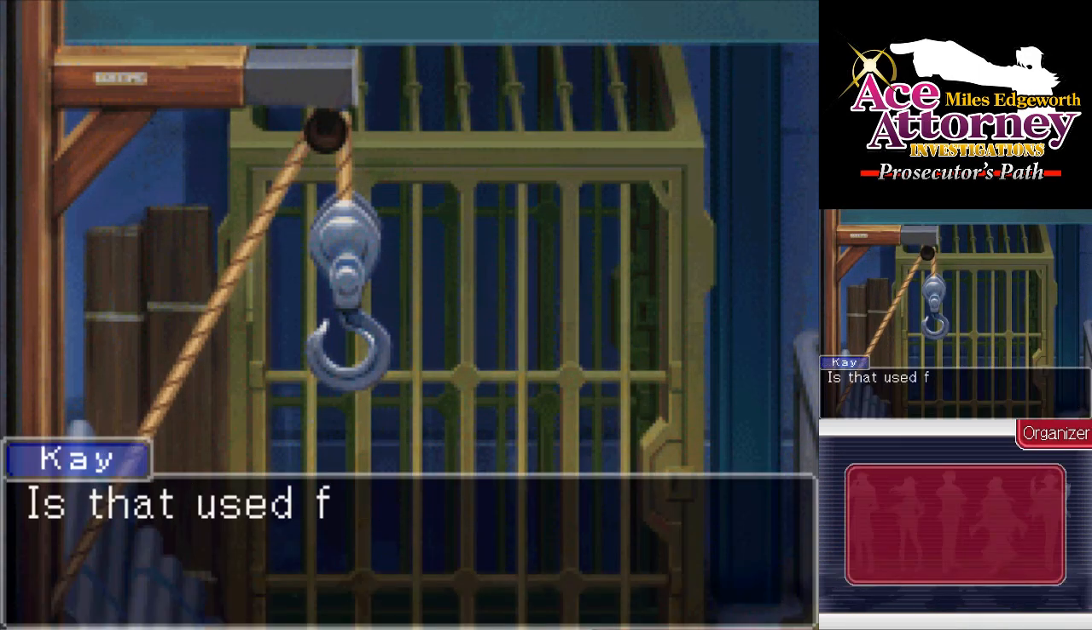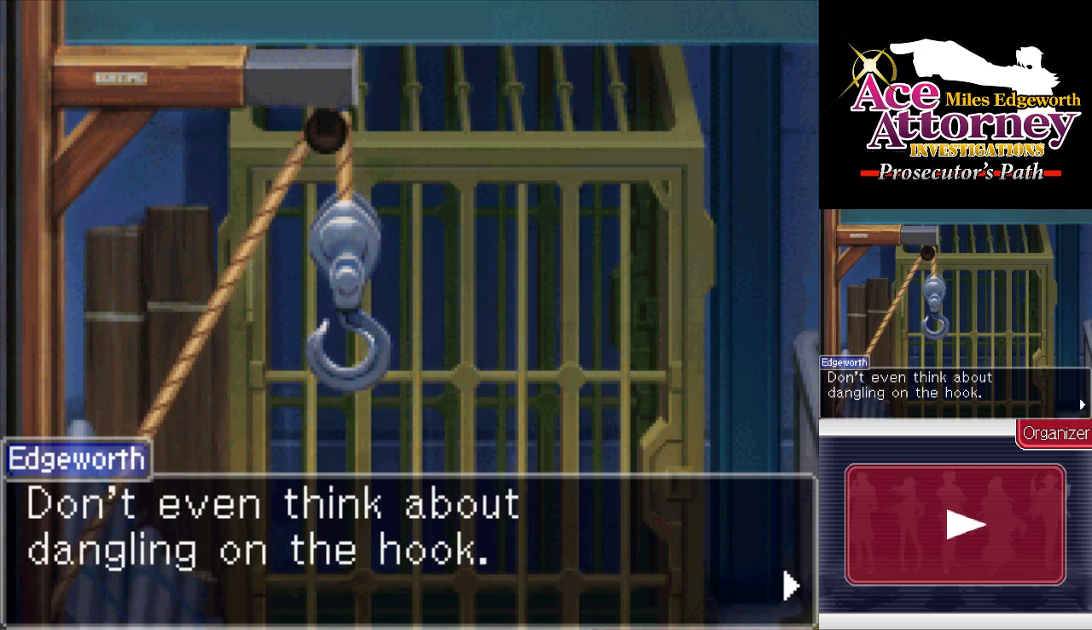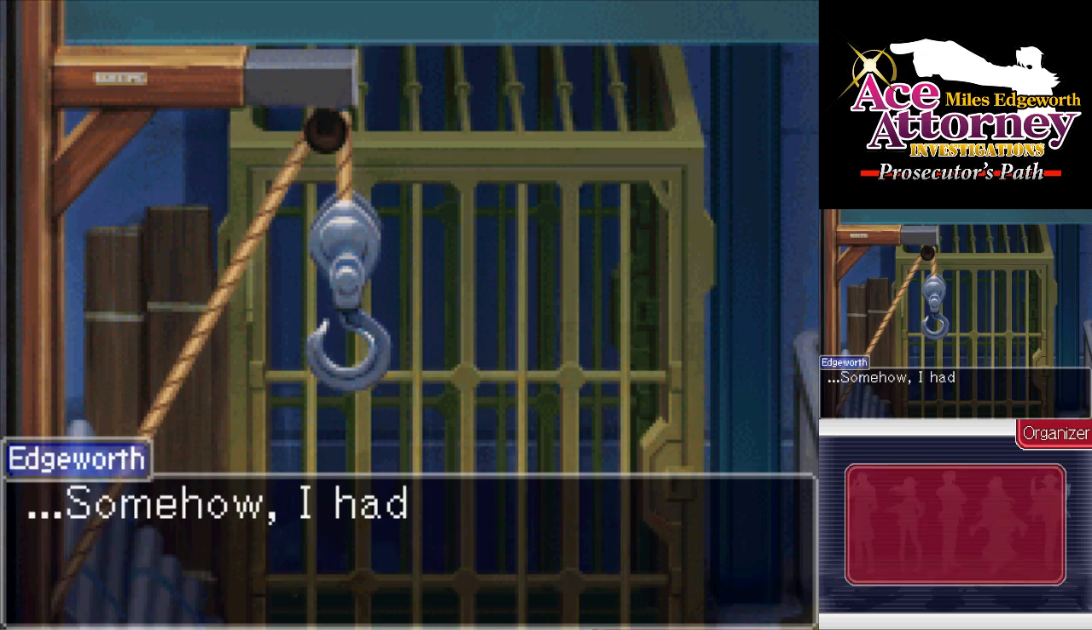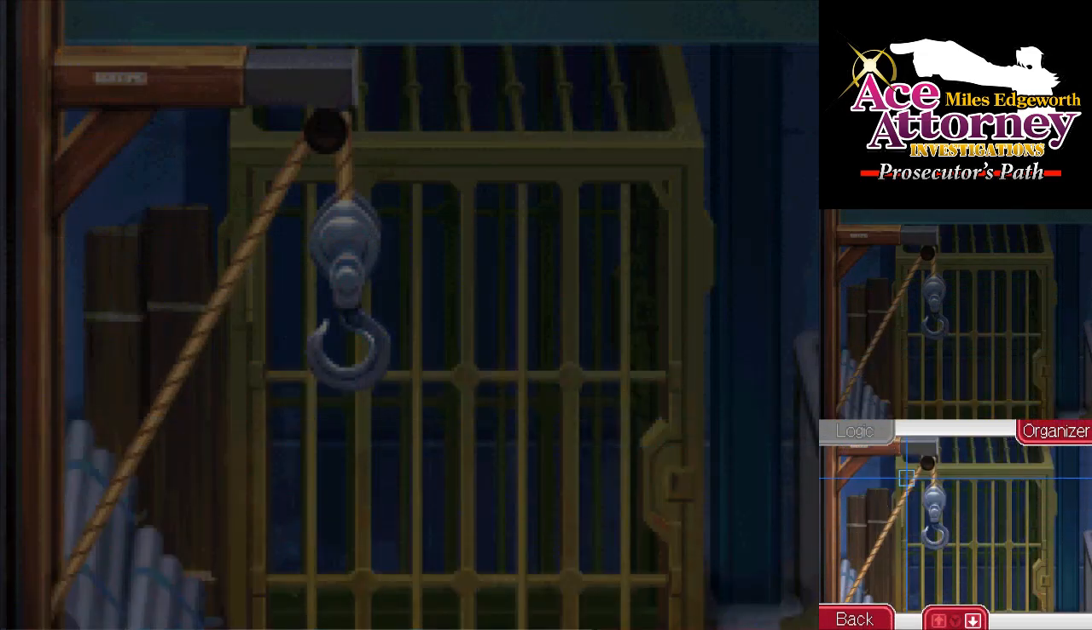It's a pulley. Is that used for prison labor too? It looks like it. There's something I want to ask you. Don't even think about dangling on the hook. Eh? How did you know that's what I wanted to do? Somehow I had a feeling.